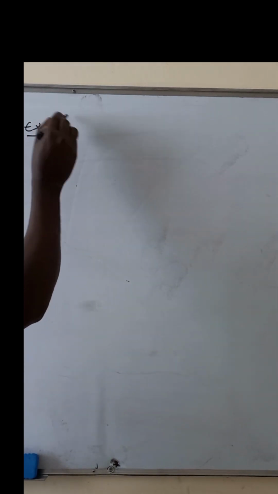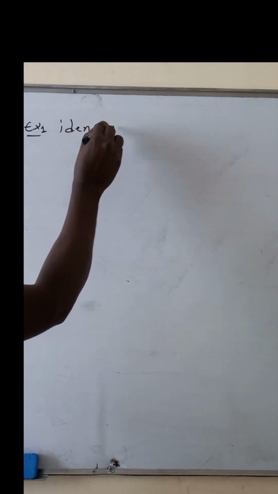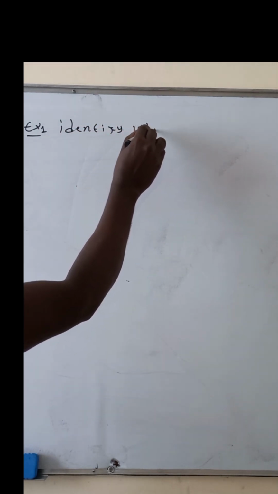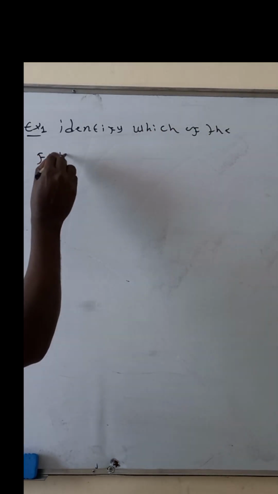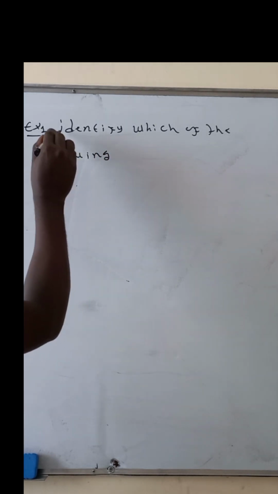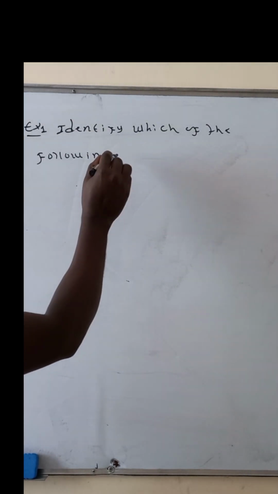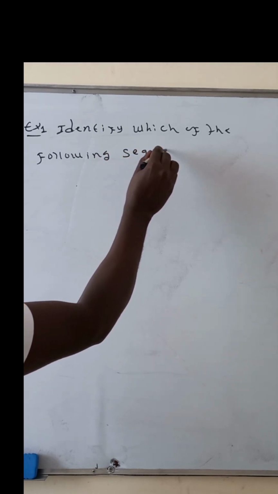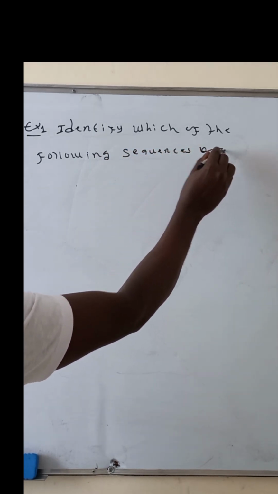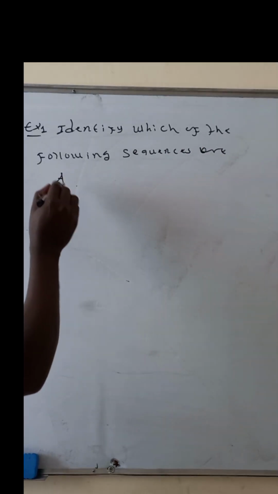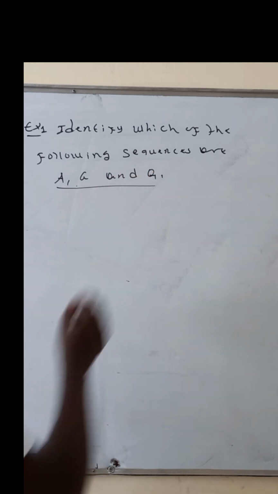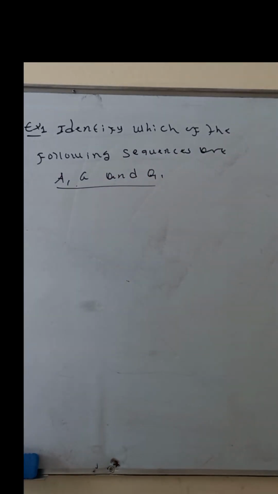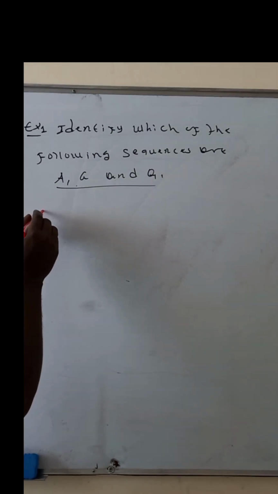For example, identify which of the following sequences are arithmetic, geometric, or quadratic sequences. Let me explain how these sequences are arithmetic, geometric, quadratic, or neither. Let me start with the first one, A.